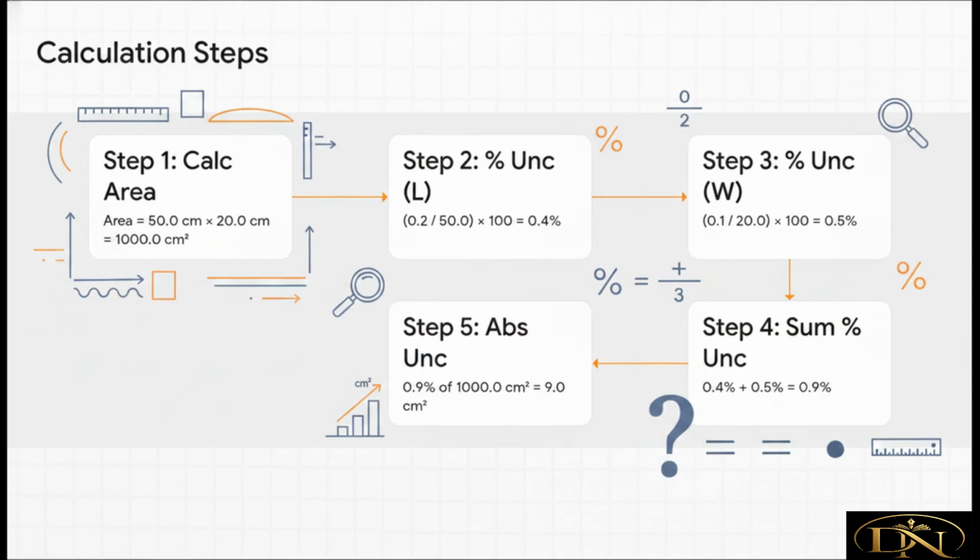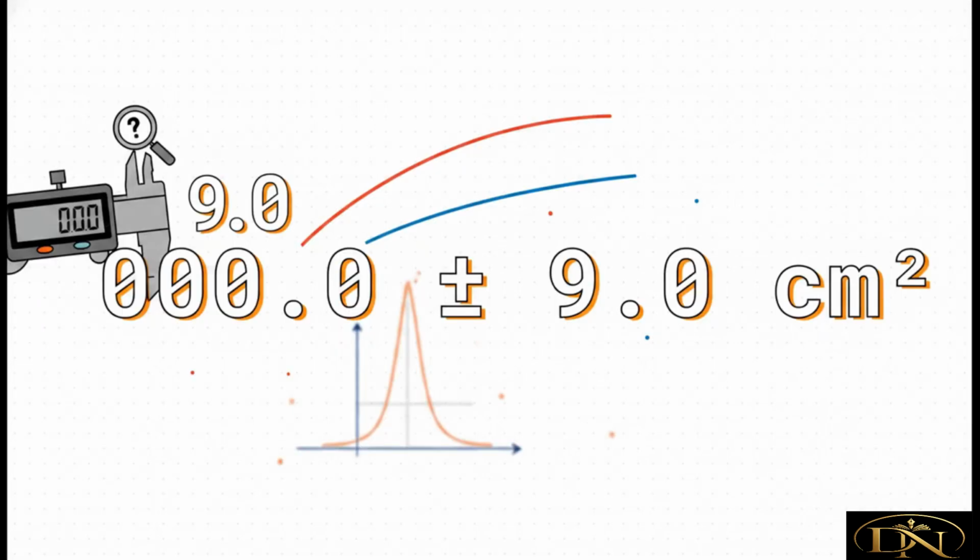We're almost there. For the last step, we just need to convert this back to an absolute number. So what is 0.9% of our calculated area of 1,000? Well, it's 9.0 square centimeters. And there we have it, our final answer, stated correctly. The area is 1,000.0 plus or minus 9.0 square centimeters. See, this is what a real scientific result looks like. It's not just a number, it's a number with a range of confidence.